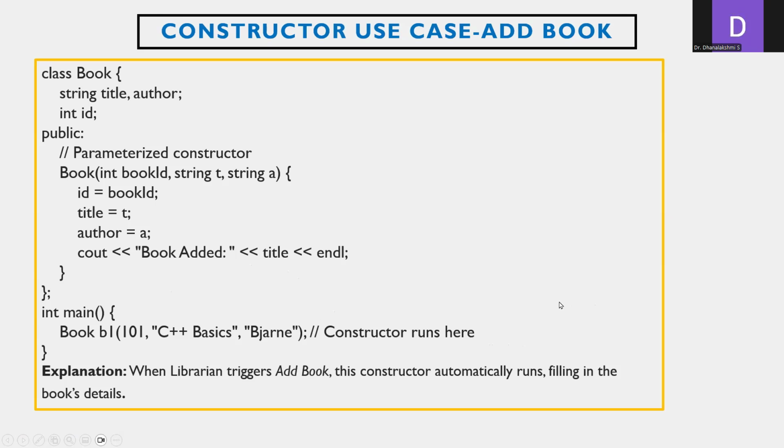Actually, what's happening internally is, first, when the program starts, the object B1 is created. Second, the constructor, that's book, with parameters like int, string, and string, runs automatically. Third, the data members ID, title, and author are filled with the given values. Fourth, a confirmation message is printed, and when the program ends, B1 is automatically destroyed. This is called a destructor. So when the librarian triggers add book, the constructor automatically runs, filling in the book details.